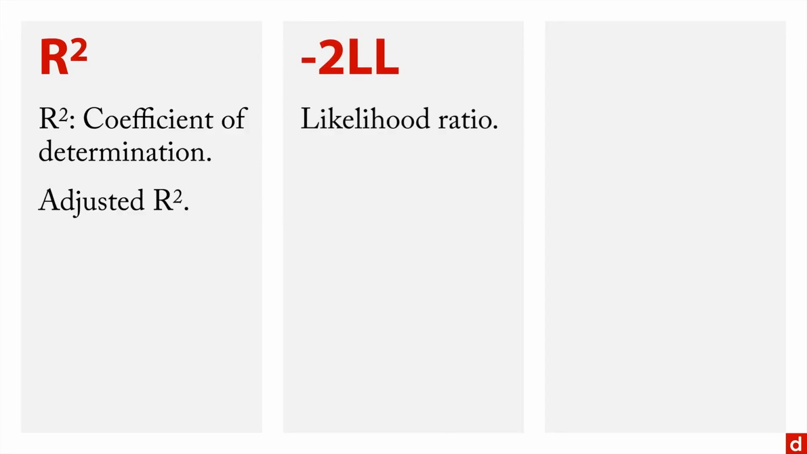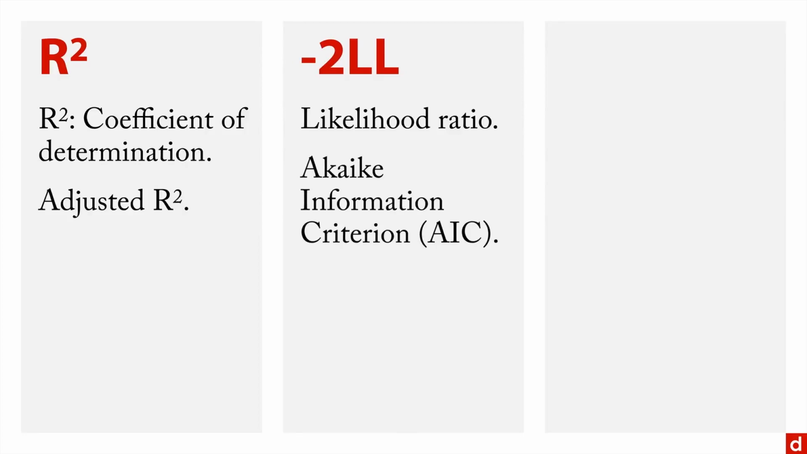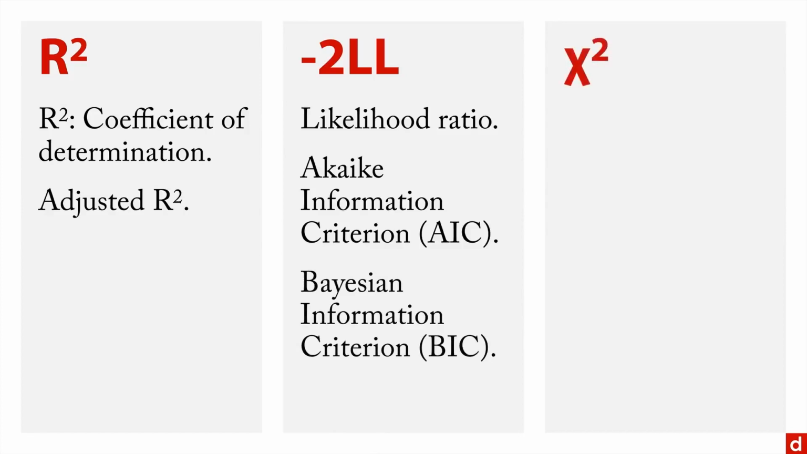The first one is what's called R squared. It's got a longer name. That's the coefficient of determination. There's a variation, adjusted R squared, which takes into consideration the number of variables. Then there's minus 2LL, which is based on the likelihood ratio, and a couple of variations, the Akaike Information Criterion, or AIC, and the Bayesian Information Criterion, or BIC. And then there's also chi-squared. Now that's actually a Greek C there. It looks like an X, but it's a C. And that's chi-squared. And so let's talk about each of these in turn.